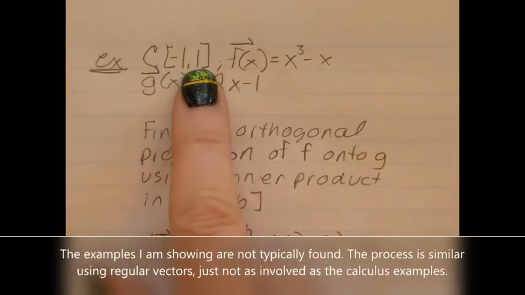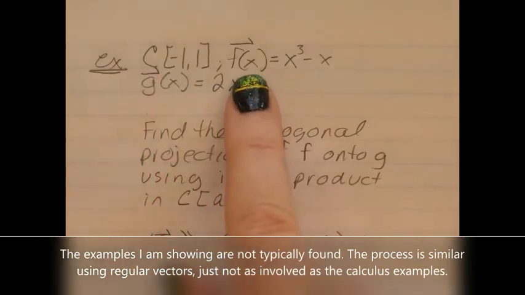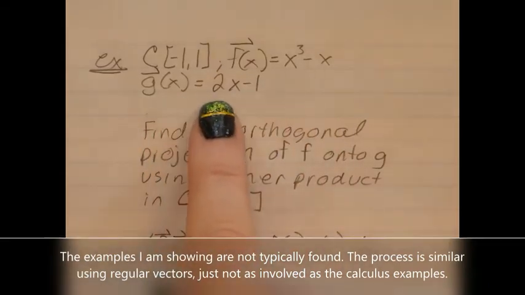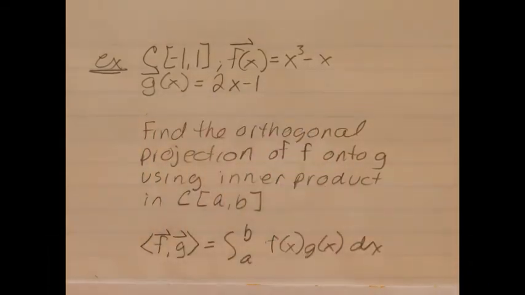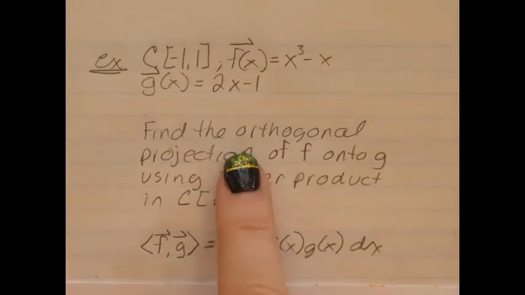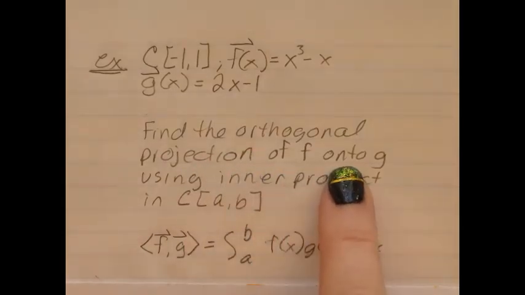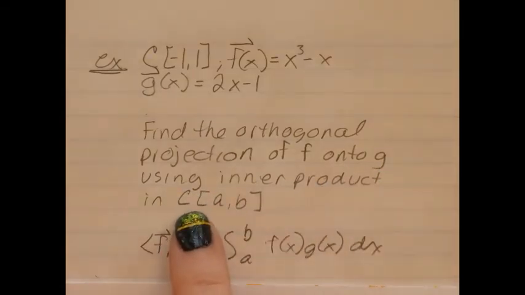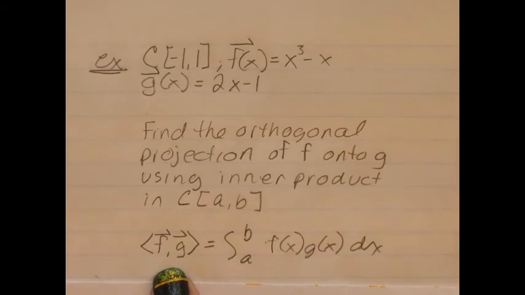C of negative 1, 1, these are our bounds. We are given f of x, our vector f of x, which is x cubed minus x, and we're given a vector g of x, which is 2x minus 1. We want to find the orthogonal projection of f onto g using the inner product in C of AB. Now they gave us this. They should always give you this. This is kind of like the standard inner product for our calculus problem.